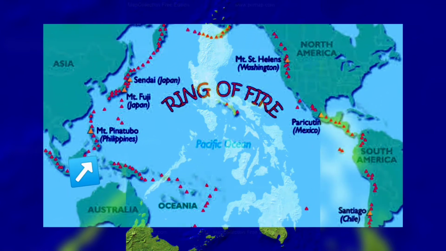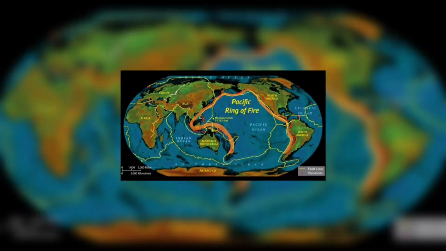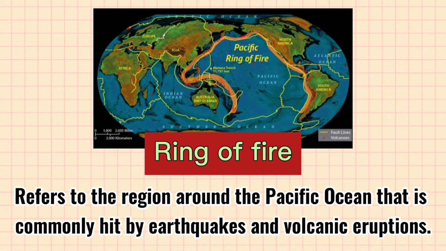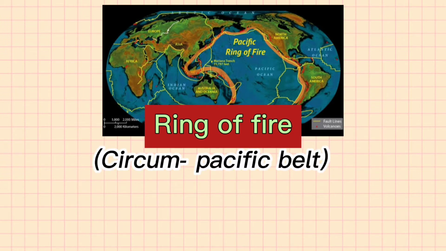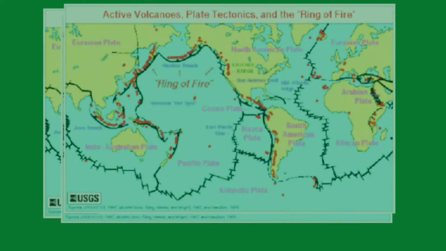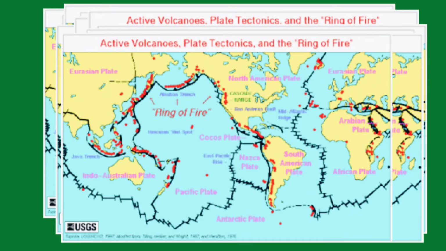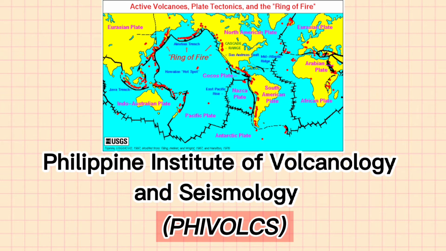Did you know that the Philippines is located along the Ring of Fire? The Ring of Fire refers to the region around the Pacific Ocean that is commonly hit by earthquakes and volcanic eruptions. It is also referred to as the Circum-Pacific Belt, a path along the Pacific Ocean characterized by active volcanoes and frequent earthquakes. In fact, the majority of Earth's volcanoes and earthquakes take place along the Ring of Fire. That's the reason why the Philippine Institute of Volcanology and Seismology, or PHIVOLCS, closely monitors the possible occurrence of earthquakes in the country.